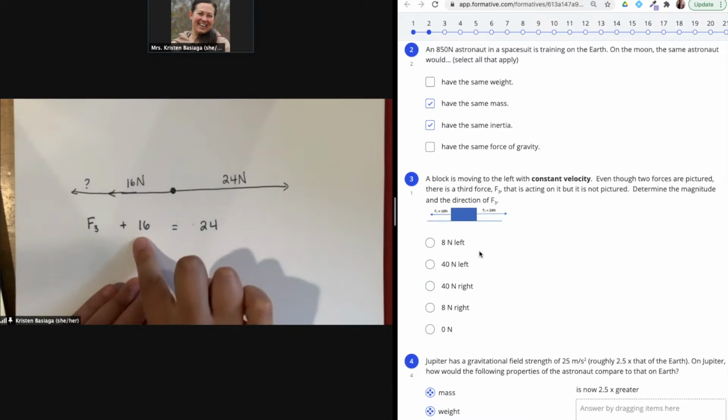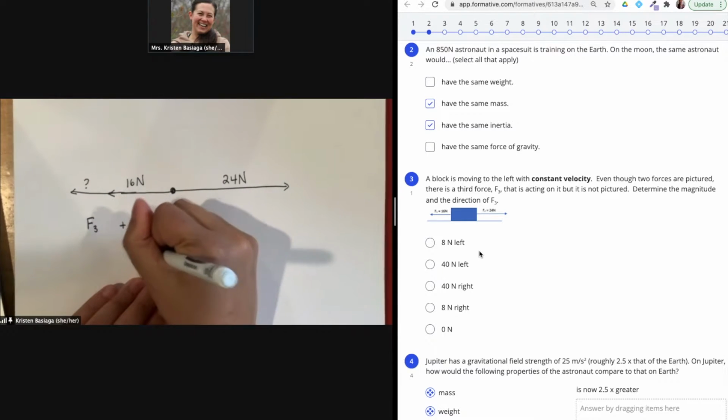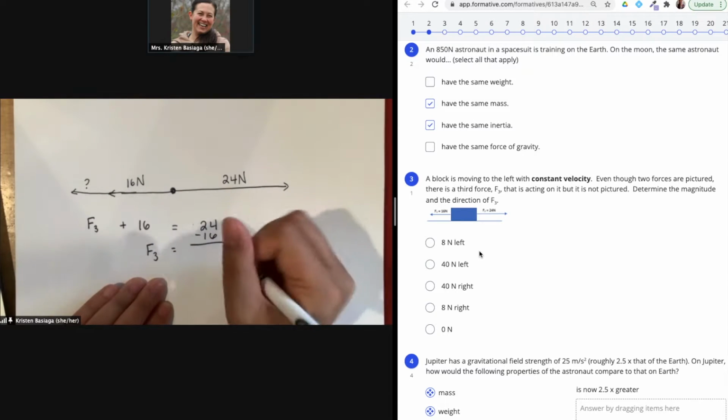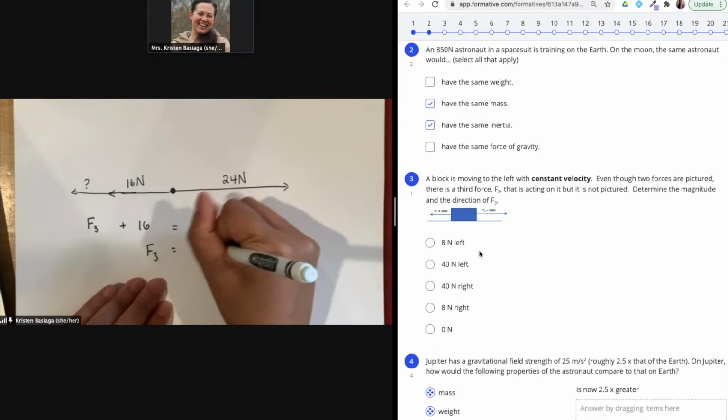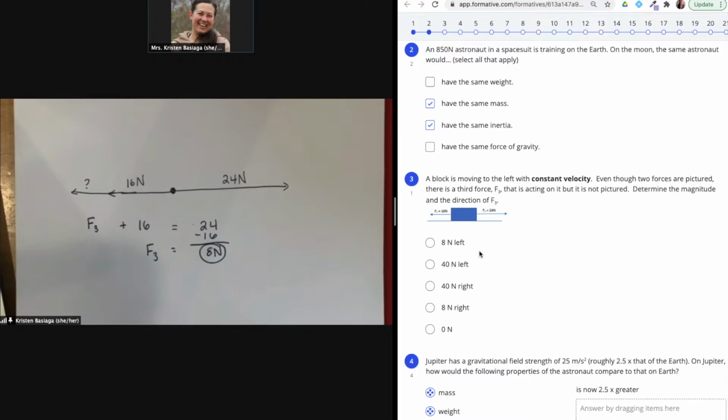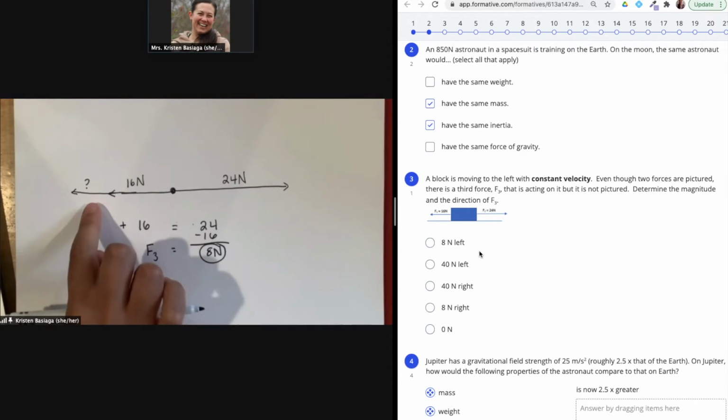So subtracting 16 to the other side, that means F3 should be 8 newtons. To get the direction, notice that 8 newtons pointed to the left.